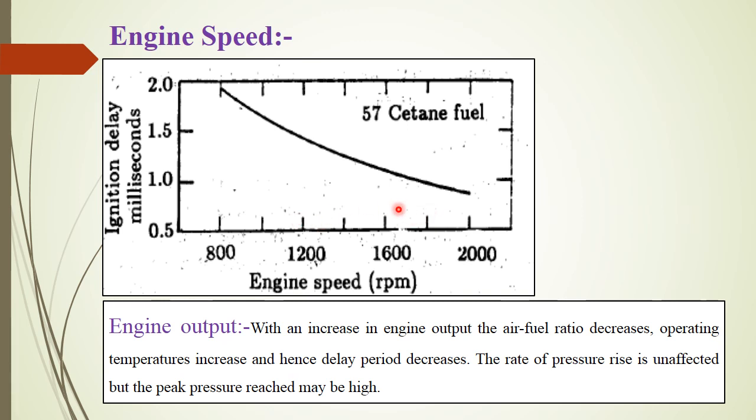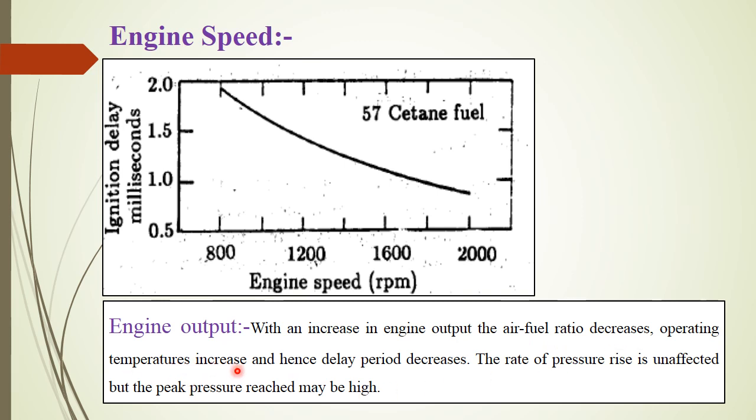So the delay period in terms of degrees increases, but in terms of milliseconds it decreases. For our consideration, the delay period in terms of degrees is what matters, and it increases with increasing speed. That's why higher speed is not allowable for the CI engine. Then engine output: with an increase in the engine output, the air fuel ratio decreases.